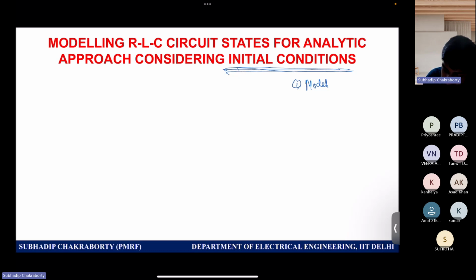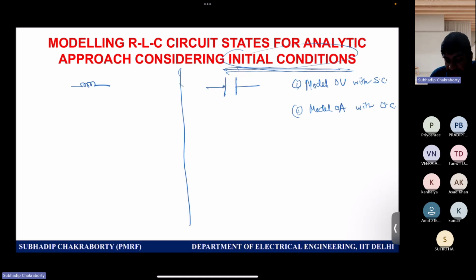So model 0 voltage with? Model 0 voltage with open circuit or short circuit? Short. Yes, always. Model 0 current with open. Simple 2 rules, right? Now you come here. How to model the initial condition? For example, we'll show you 2 examples and you will understand.